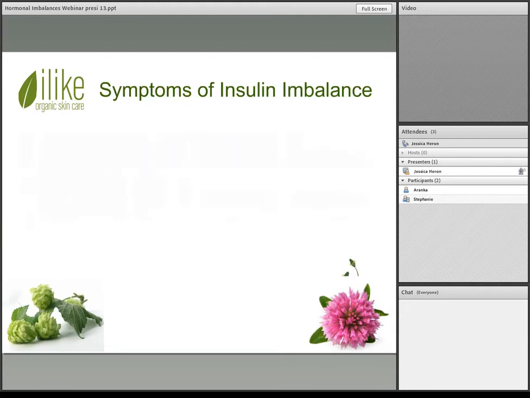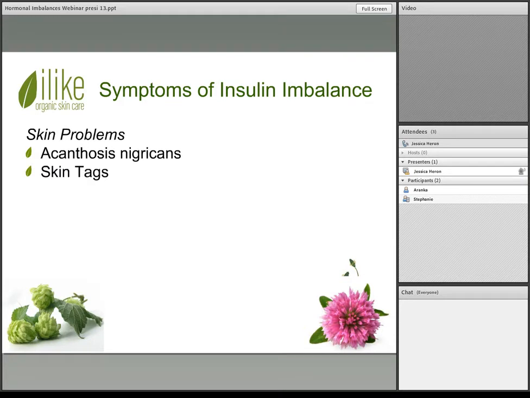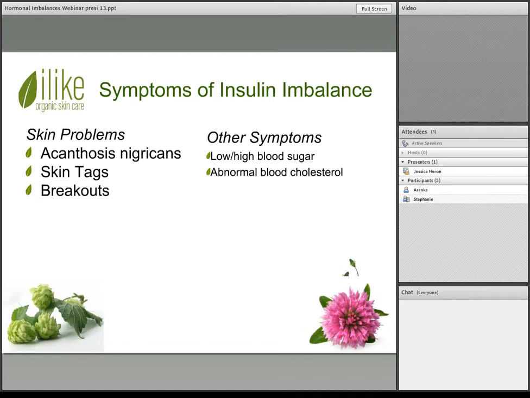So some other symptoms of insulin imbalance, especially associated with skin problems, would look like the acanthosis nigricans, which are the velvety type of hyperpigmentation, especially in the armpit area and legs, as we mentioned, and also on the neck. The skin tags that we were just mentioning in the earlier slide, and also some breakout problems, some acne problems may be associated with the insulin imbalance as well, because it can increase the androgen, the male hormone, which could be associated with acne and breakouts because the body is producing more oils at that time.